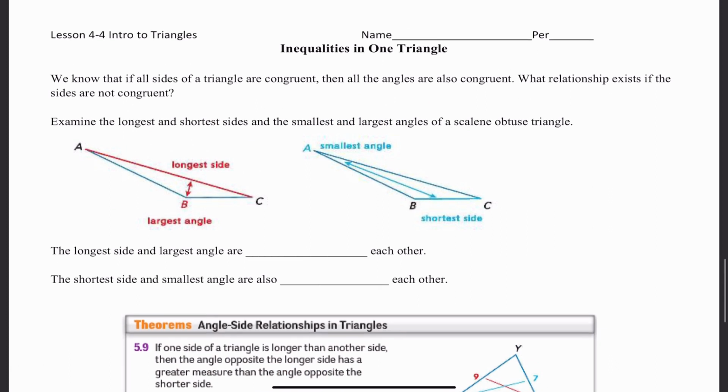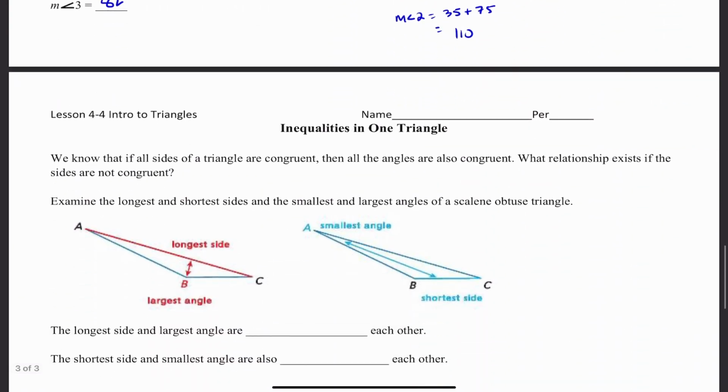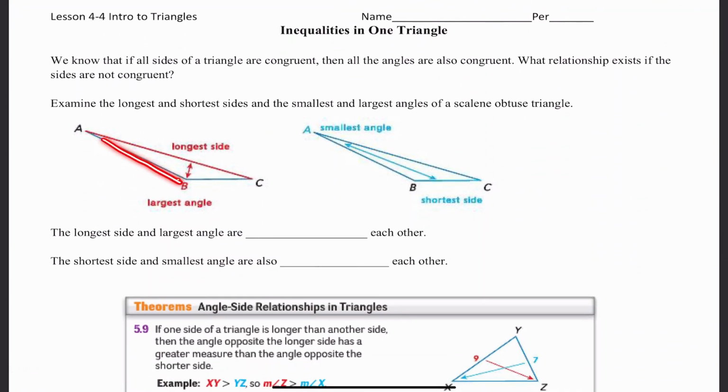Let's talk about inequalities in one triangle. We know that if all sides of a triangle are congruent, then all the angles are also congruent. What relationship exists if the sides are not congruent? Examine the longest and shortest sides and the smallest and largest angles of a scalene obtuse triangle. That was basically what I was talking about before. The larger the angle, the side opposite to that angle is also going to be long. The smaller the angle, the side opposite to that angle is also going to be a short side.